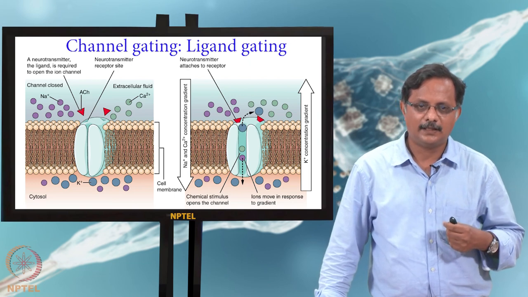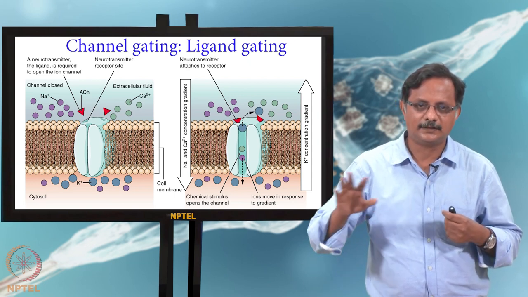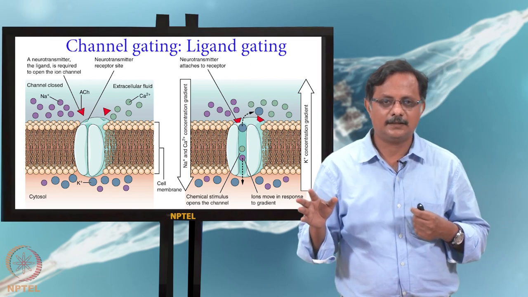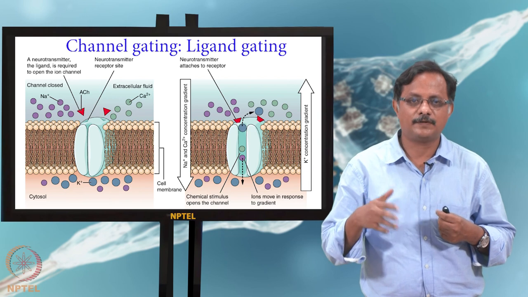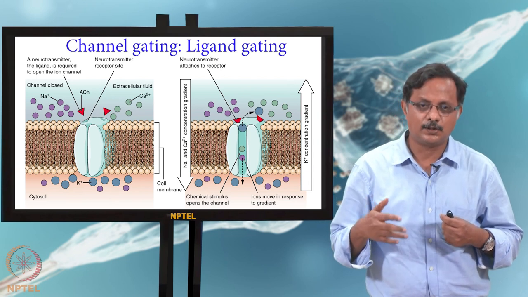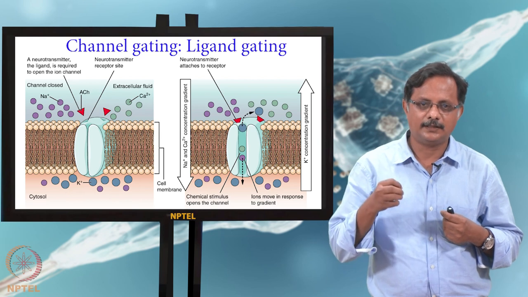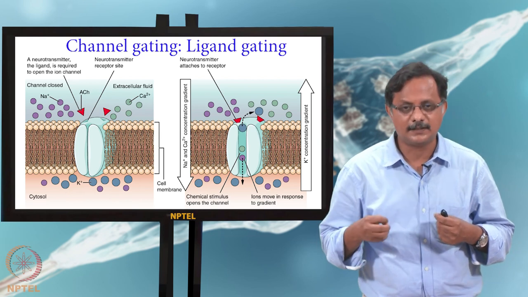In this figure, on the left side of the slide, you can see the channel is in the closed state, and on top of the channel you see a couple of red objects hovering. These are actually molecules of a neurotransmitter called acetylcholine.